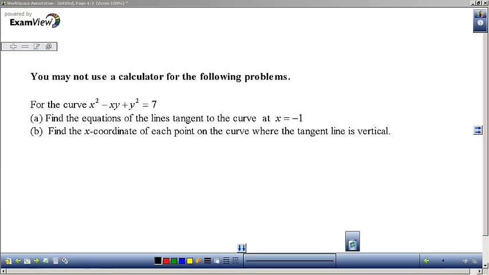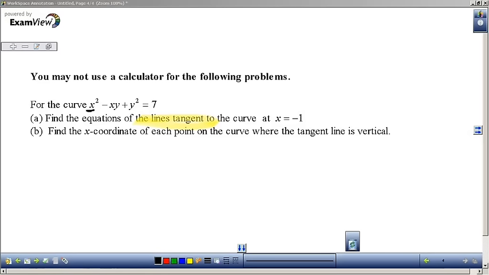We need to find the equations of the tangent line to the curve at x equals -1. So in order to find the equation of the tangent line, I need to find the derivative. So that's my first step. I'm going to go ahead and find the derivative. So I'm going to start with implicit differentiation.